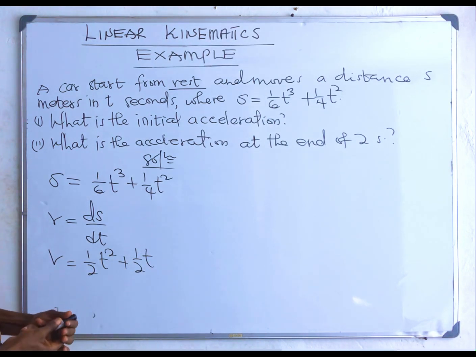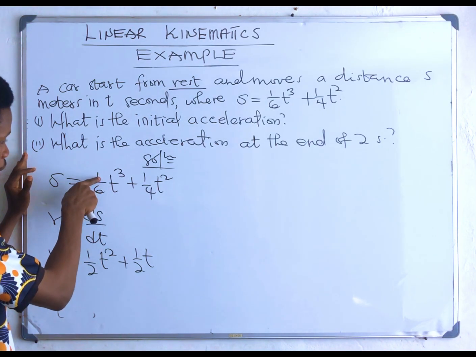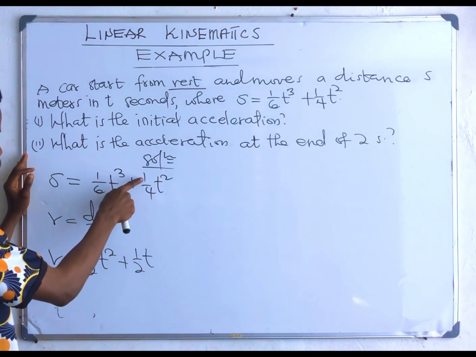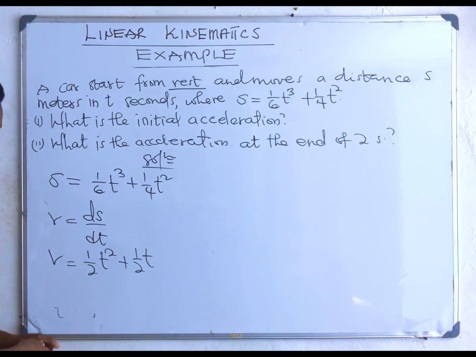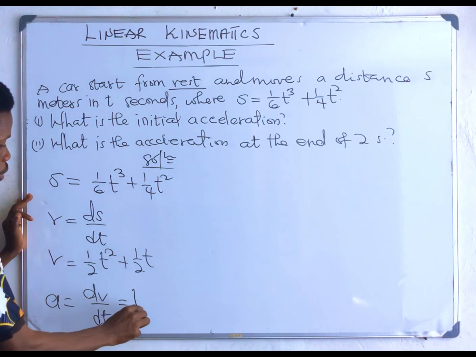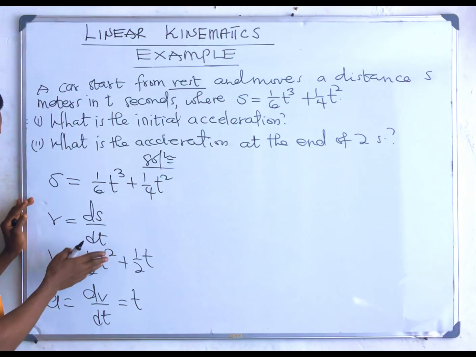I hope you understand this, because if you differentiate, the 3 will come here, right? So it will be 3 over 6. That gives you 1 over 2. The 2 comes here, 2 over 4. That gives you this. Now we need acceleration. You know, acceleration means you should differentiate what? Velocity. So if I differentiate velocity here, these 2 come here, that will give you t, because 2 over 2 is 1. You know how to do it already.